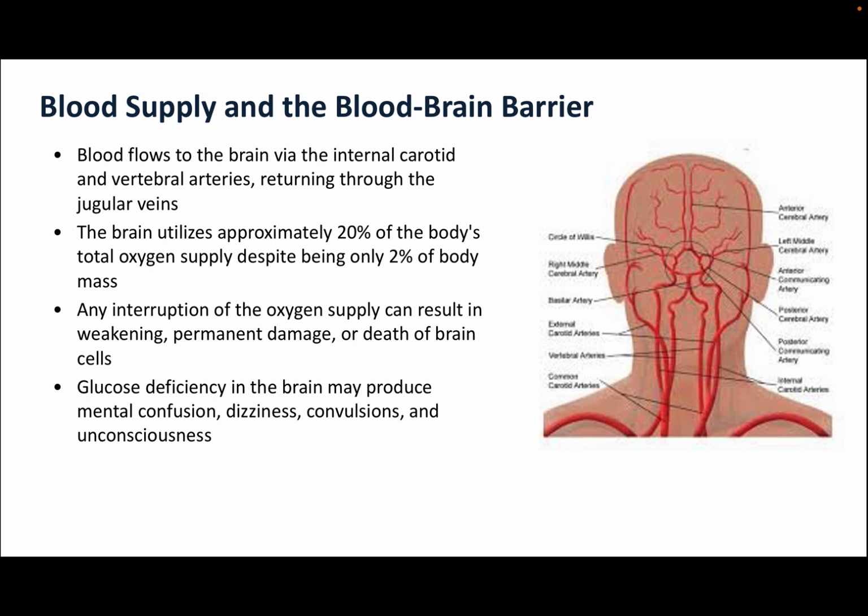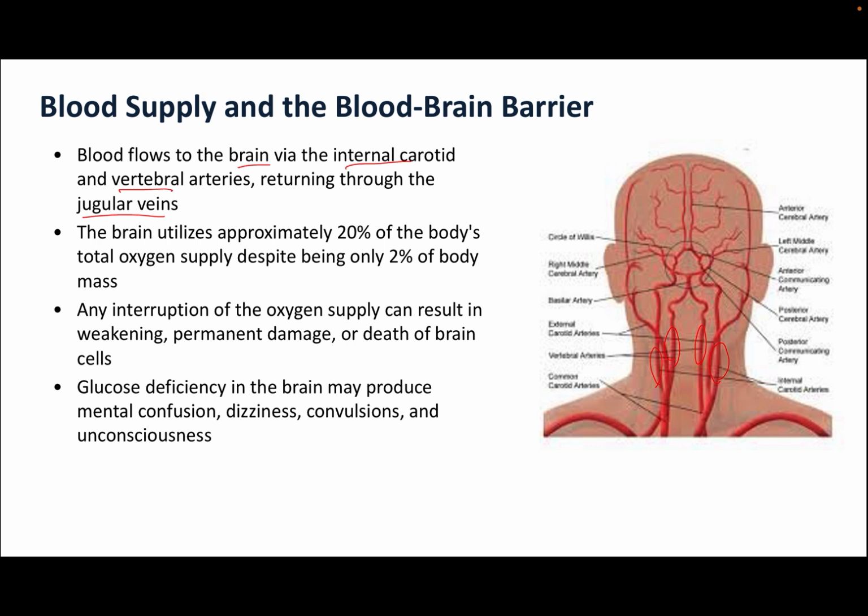That being said, blood is going to flow into the brain via the internal carotid arteries that we can see here, these guys, as well as through the vertebral arteries that we can see right here. So they are vertebral arteries, and then it's going to leave the brain, it's going to return through the jugular vein.